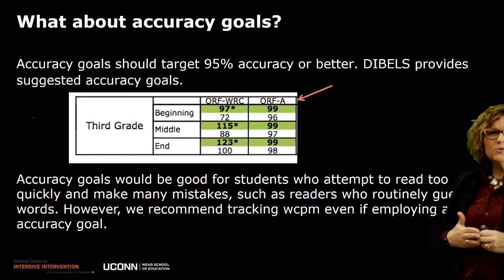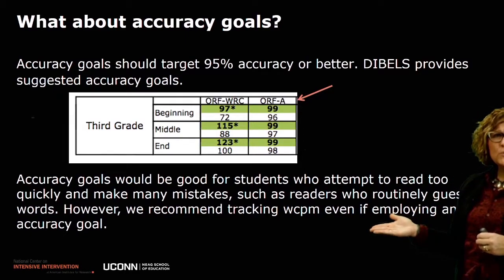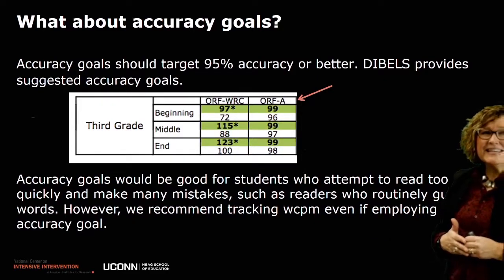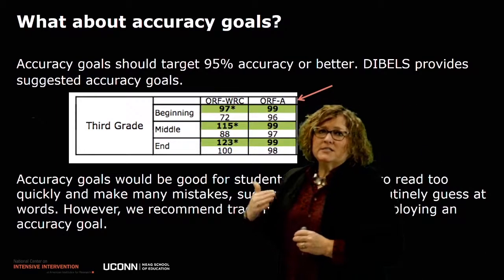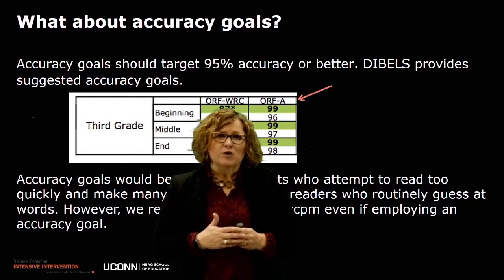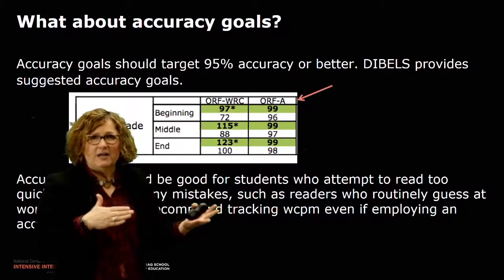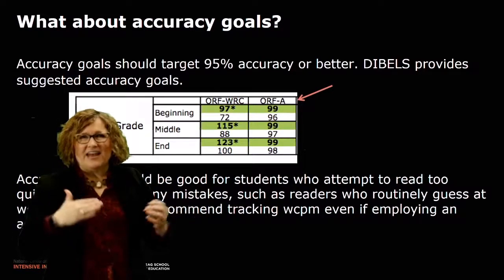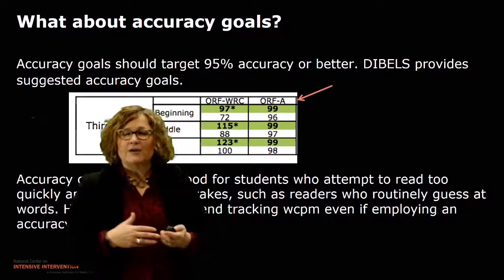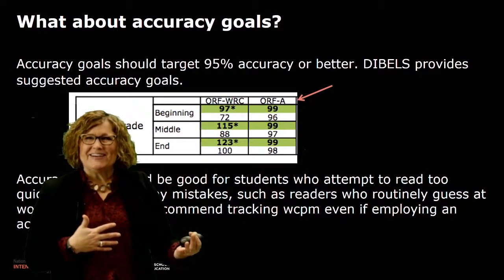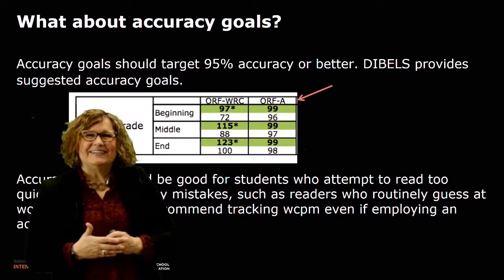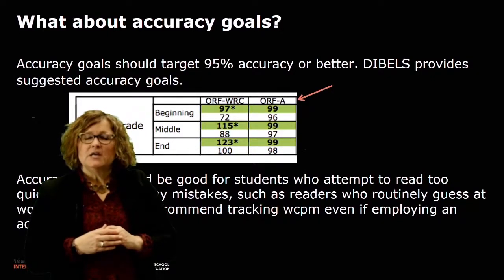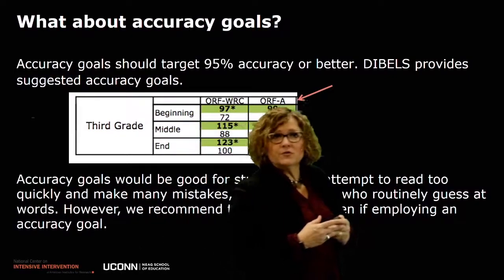And accuracy goals would be good for students who attempt to read quickly and make many mistakes, who are, for instance, students who routinely guess. But you should continue to keep track of words correct per minute, even if employing an accuracy goal. So you should graph both, number of words read correct per minute and that accuracy if you're concerned about that. Sometimes we feel like in our classes we have word callers. Some students who sort of can read like crazy but aren't very accurate. We might want to keep track of accuracy goals for those particular students.